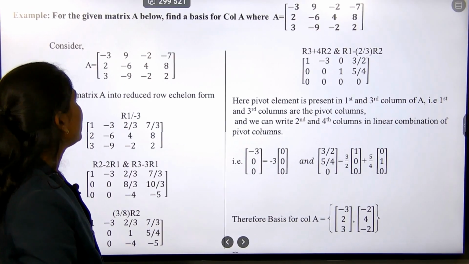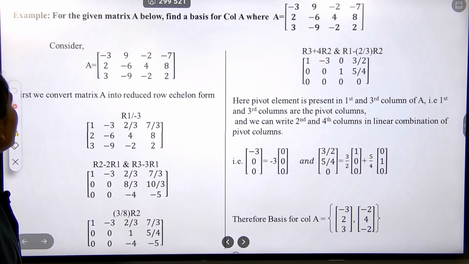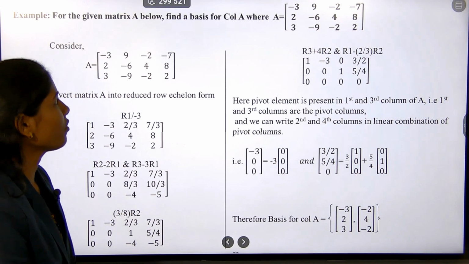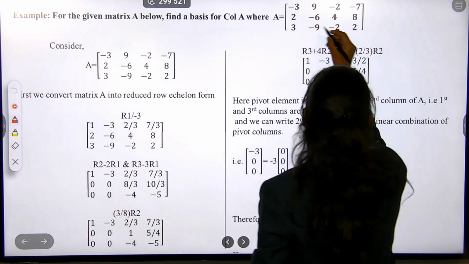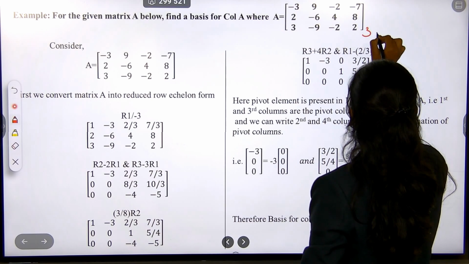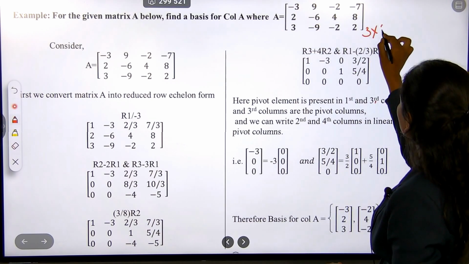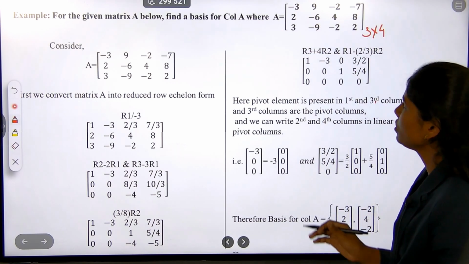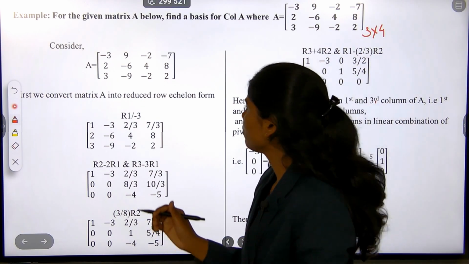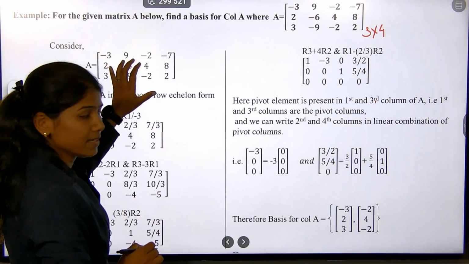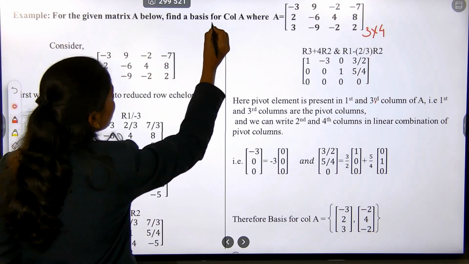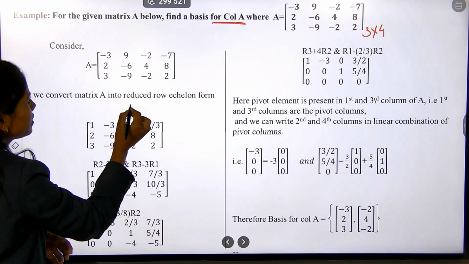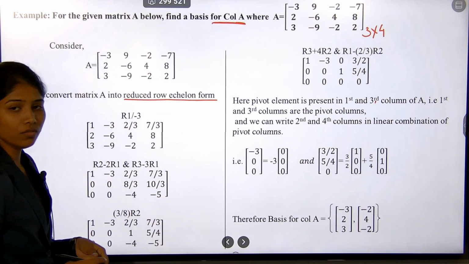So let us consider one example of column space of A. For the given matrix A below, find a basis for column space of A, where A is given and the order of A is, so here 3 rows, so 3 into 1, 2, 3, 4 columns. So order of A is 3 by 4. So how to solve this type of example? First of all, consider the given matrix. Then for column space of A, we have to convert that matrix into reduced row echelon form.